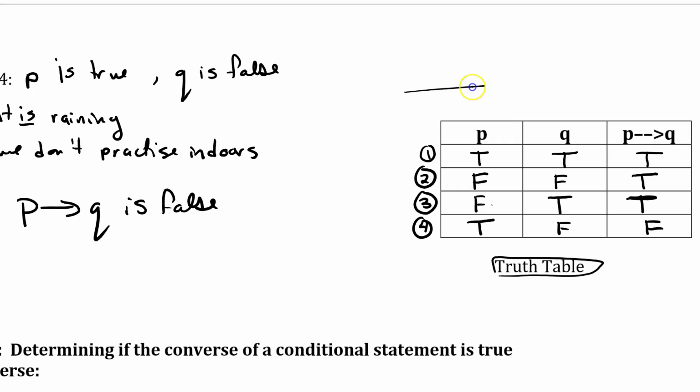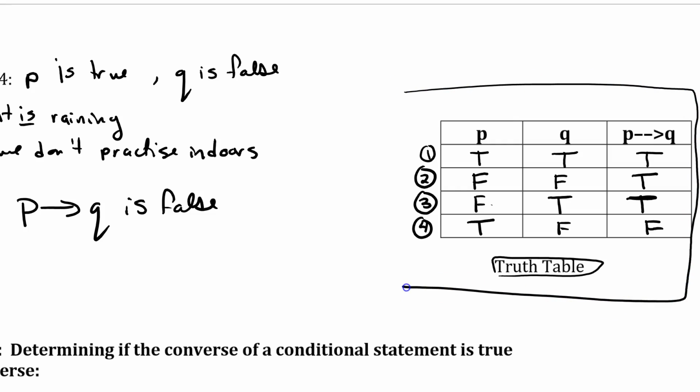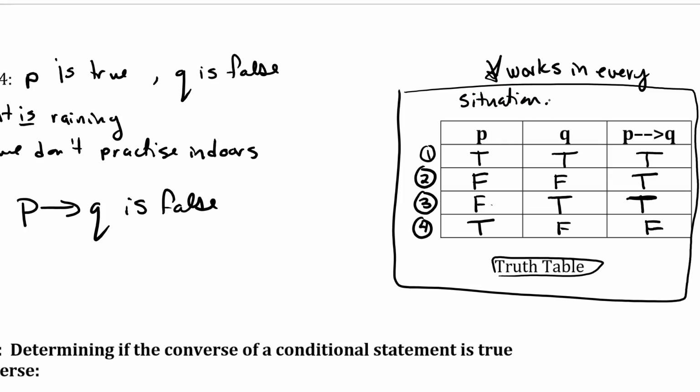What's important to note here is that this is not just specific to this example. This truth table, true hypothesis leading to a true conclusion is true. A false hypothesis leading to a false conclusion is true. A false hypothesis leading to a true conclusion is true. And a true hypothesis leading to a false conclusion is false. This is universal. This works in every single situation. It doesn't matter what the example is.